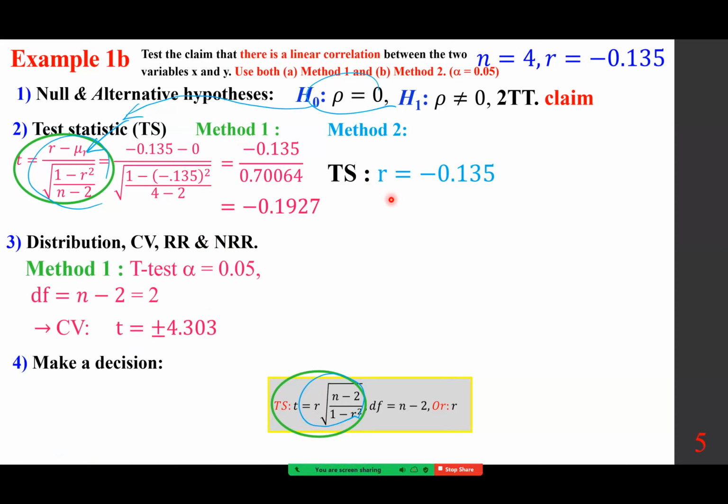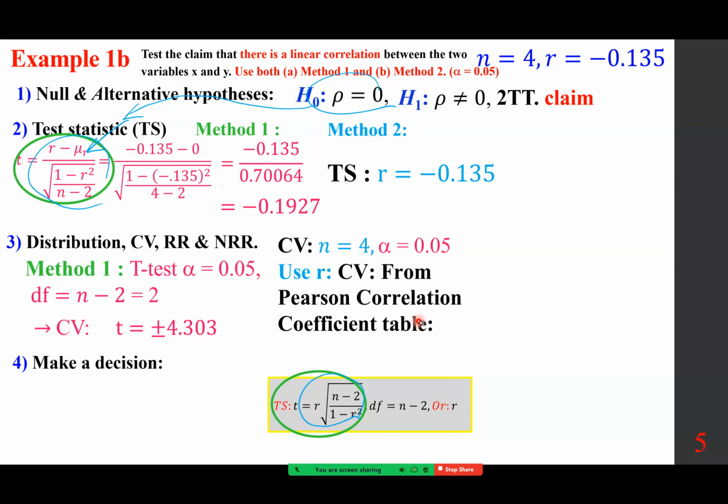What about the critical value for this case? You have to use n equals 4, alpha equals 0.05, and what is called a Pearson correlation coefficient table. I have that among the tables that are posted on campus. From the table, and I will show you in the next page, both of them, you get this value. So I will show you how to get that in a moment.